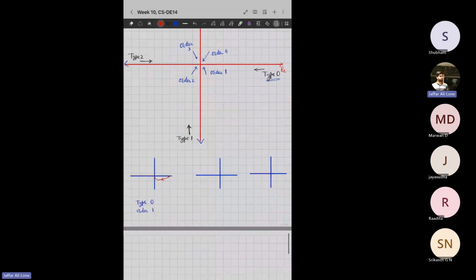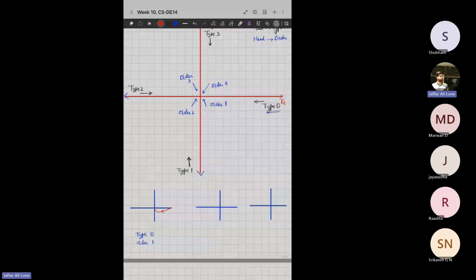Now, if I have a type 1 and order 2 system, then I'll get something like this. Type 1 and order 2. I'll make it bigger. This will be my polar plot for a type 1, order 2 system.